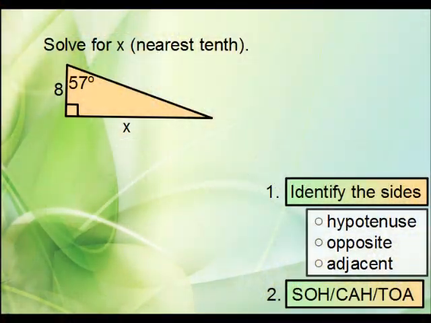Okay, let's try another. In this case, we're going to solve for x, knowing only one side, and we have an angle. We're going to use the same process, but the way we do this is going to be slightly different. Let's again identify our sides, and if you're wondering, with what angle? 57 degrees. So with respect to 57 degrees, this side is opposite. That makes the 8 adjacent. Now, that means this side is the hypotenuse, but I'm not really preoccupied with that. I'm just simply concerned about what we have right now.